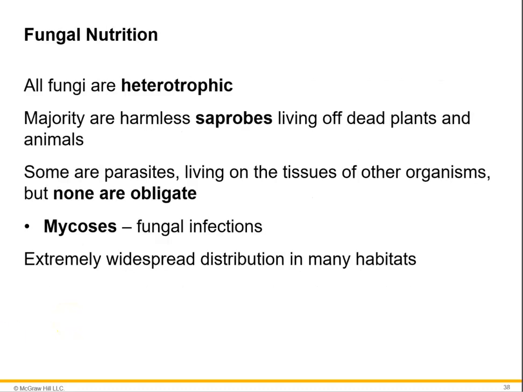Okay, all fungi are going to be heterotrophic, meaning that they get their nutrients from another organism. The majority are going to be saprobes, and a saprobe is something that gets its nutrition off of dead or decaying matter. So a majority of mushrooms are going to spring out of things like dead and decaying plants and animals. Some fungi are parasites that can live on the tissues of other organisms, but none of them are obligate parasites. That means they're more opportunistic.